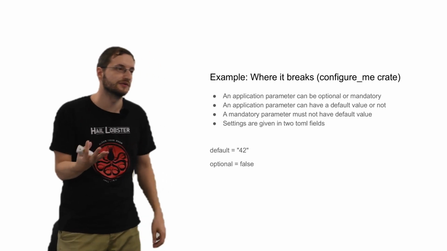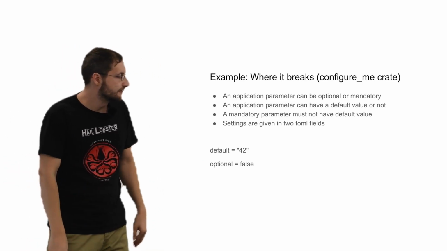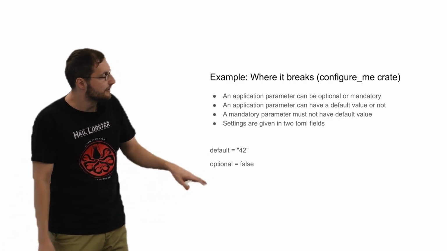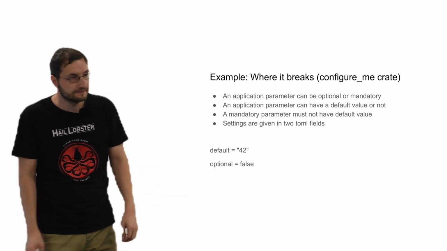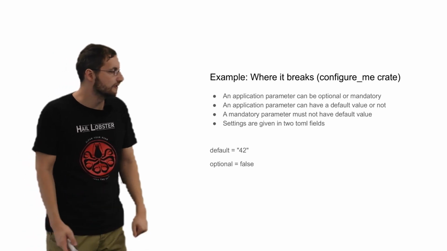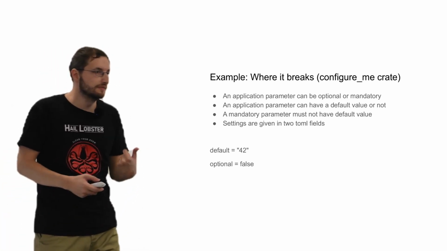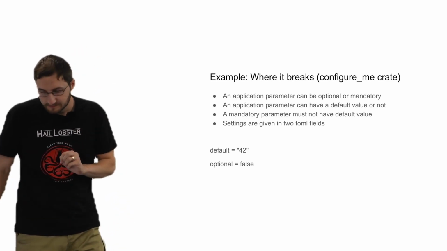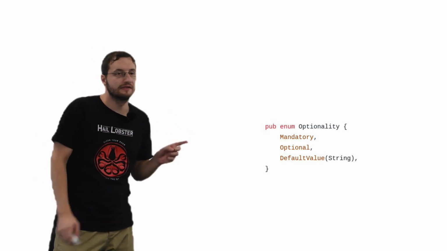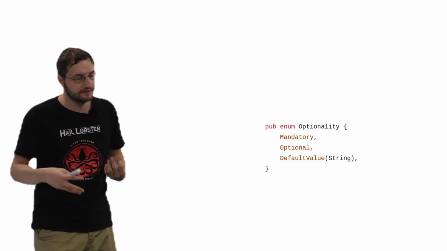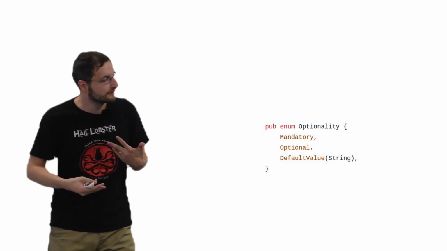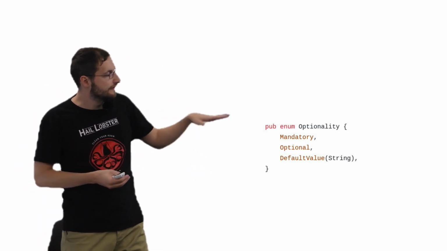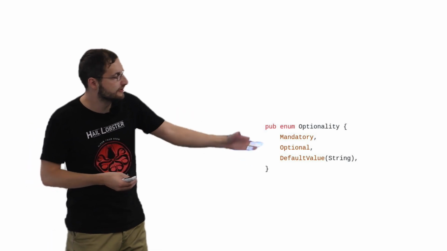If you want to have optional as a default, you could also have default as mandatory and do it the other way around. And so you have two fields that could be set to conflicting values, and then a third will not help you that much. But there is a solution, and it's actually pretty easy. You define an enum, let's call it optionality, and there is mandatory, optional, and default value, and what the default value is.